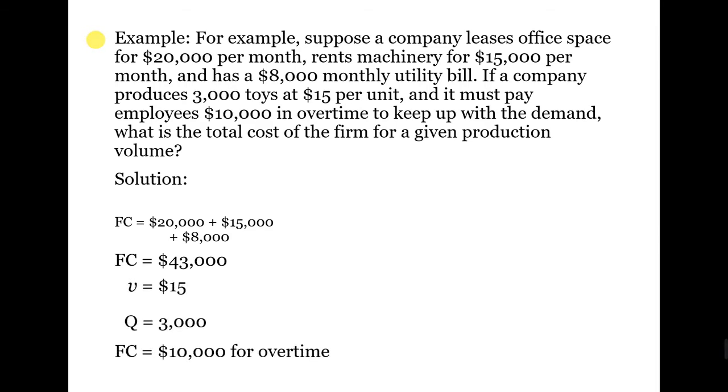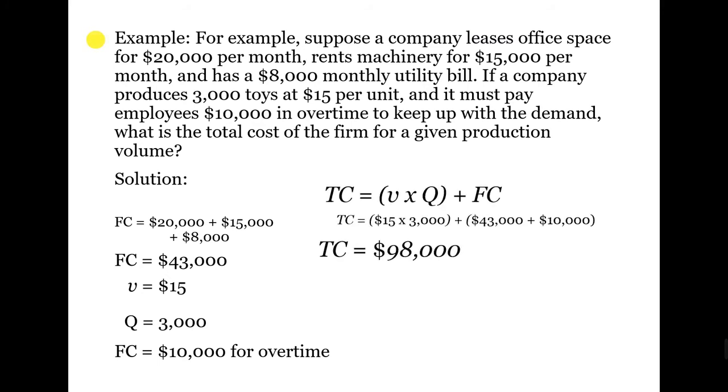And the second fixed cost is the overtime pay for employees worth $10,000, to make 3,000 toys with variable cost per unit of $15. Now all we have to do is to sum up the fixed cost and add the product of quantity and unit price of each quantity. Now the value of the total cost will be equal to $98,000.